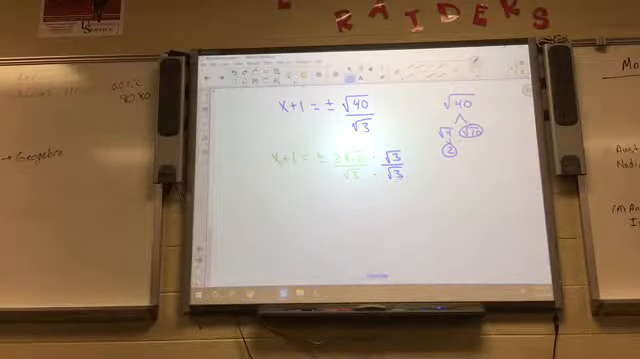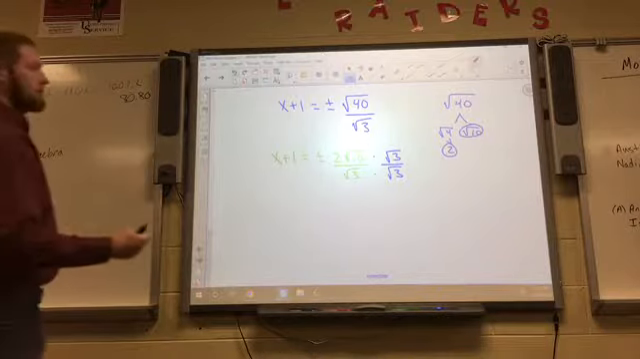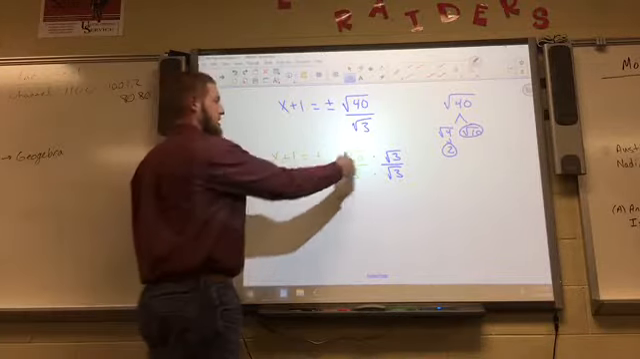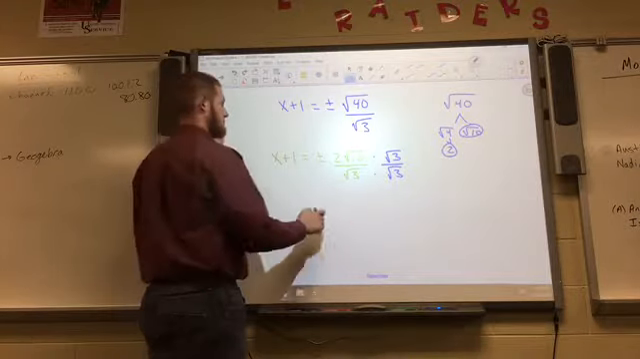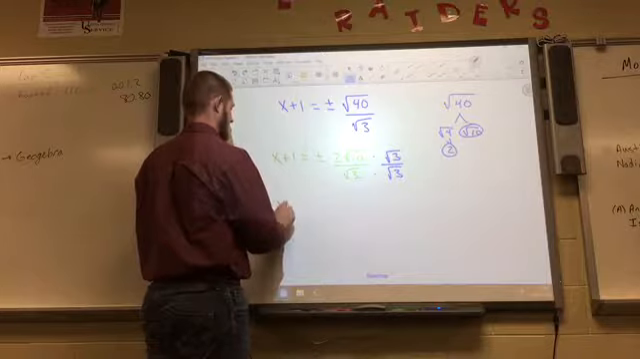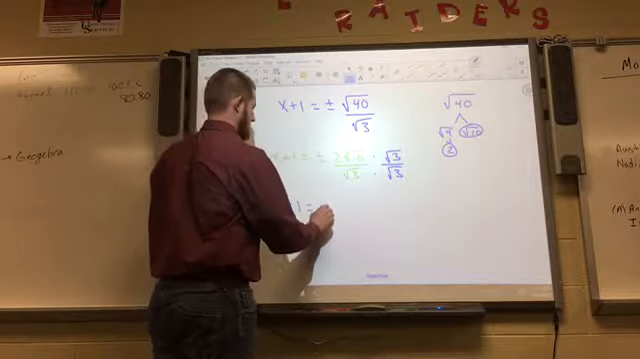Things are about to get saucy. Okay? I'm still just multiplying by 1, right? The square root of 3 over the square root of 3 is just 1. So I'm still only multiplying by 1, but it's going to change how this whole thing looks. So I have x plus 1 equals plus or minus.